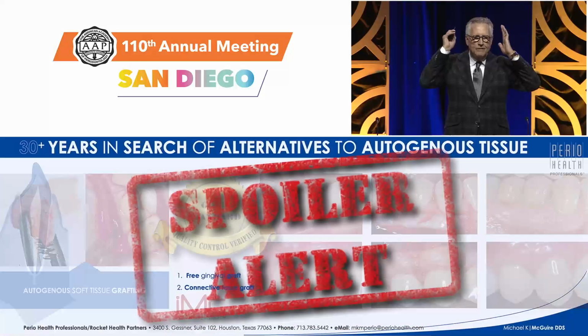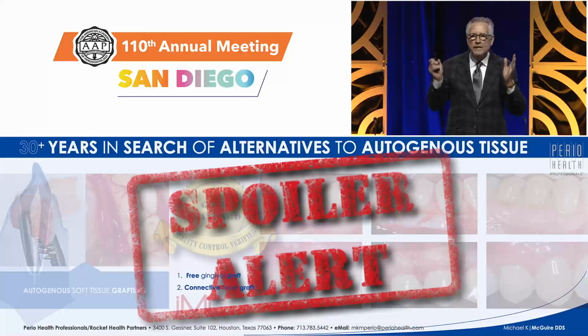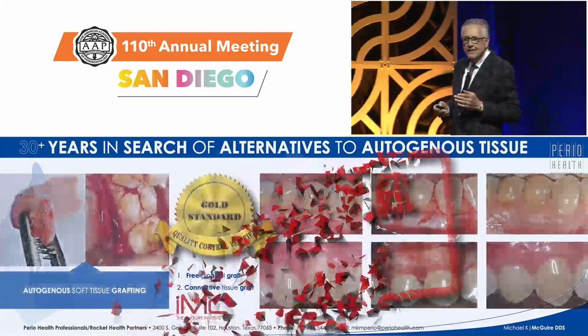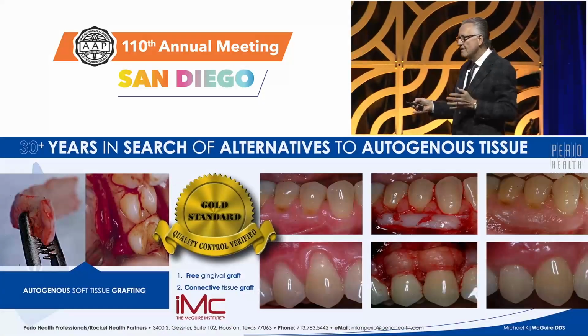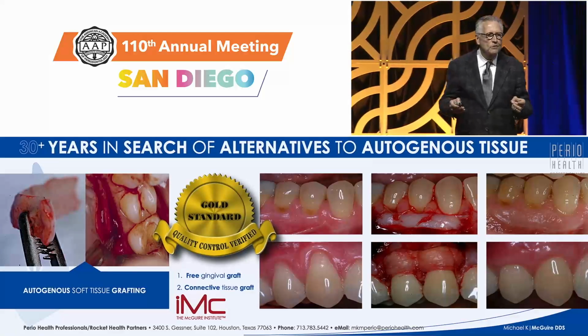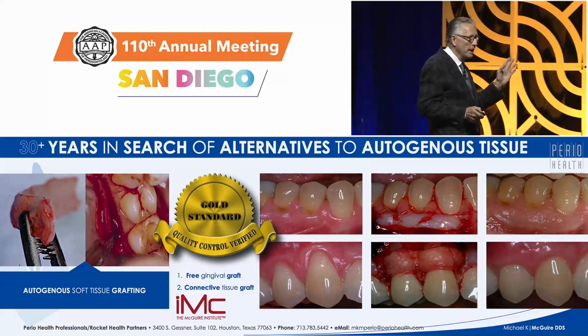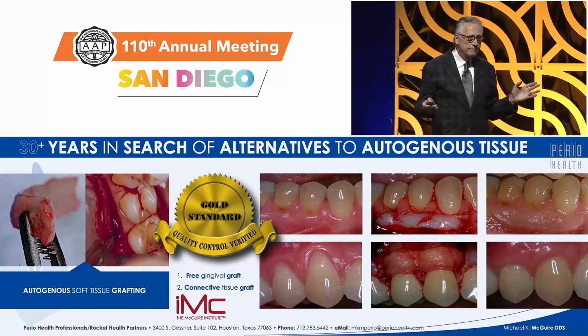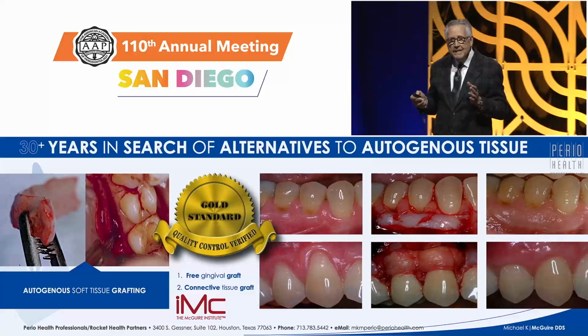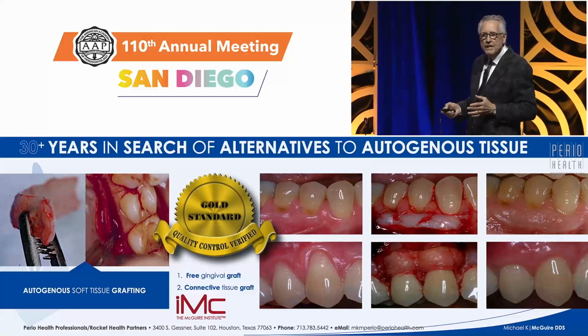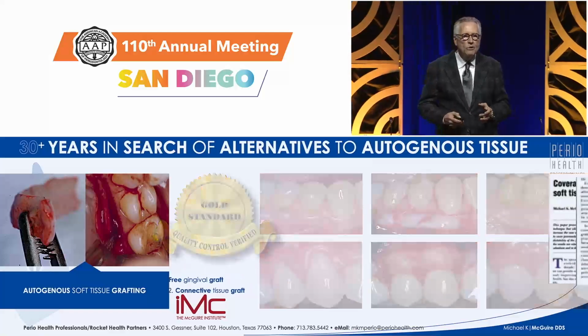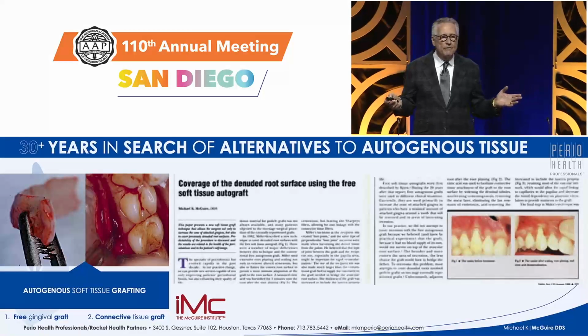Spoiler alert for those of you who are not yet ready for one of my major conclusions, and that is no one, including us, has yet found an alternative to the gold standard autogenous tissue that is as good or better. And we may never. But that doesn't mean that we shouldn't keep looking. I think everybody would appreciate an off-the-shelf alternative. I know I would. I've been talking about this forever, just like you guys have.